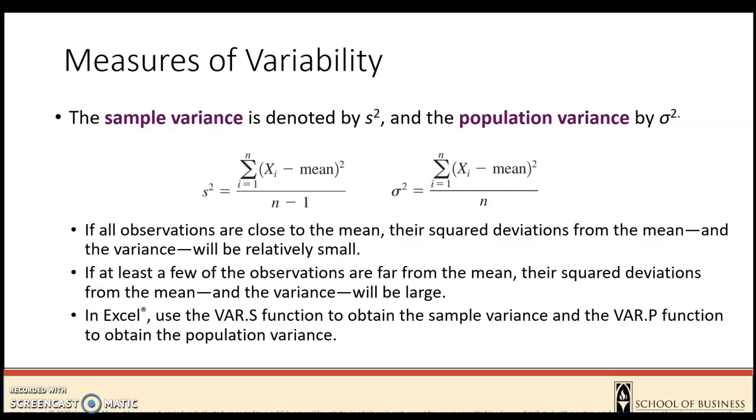So if the observations are all close to the mean, that tells us that we don't have a lot of variance. If there's a couple of them that are far away, though, that squared function will end up getting kind of accentuated. It makes it bigger, causes a bigger variance. So in Excel, we'll use VAR.S for sample variance, and we will use VAR.P for a population variance.